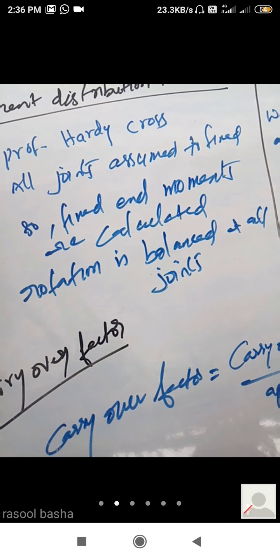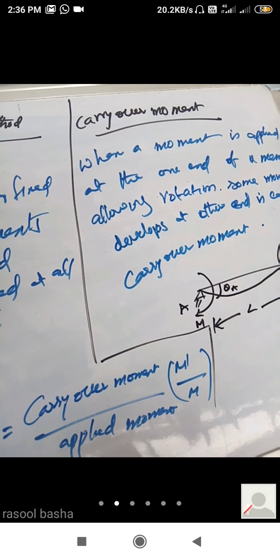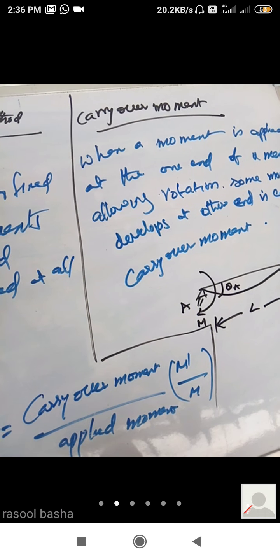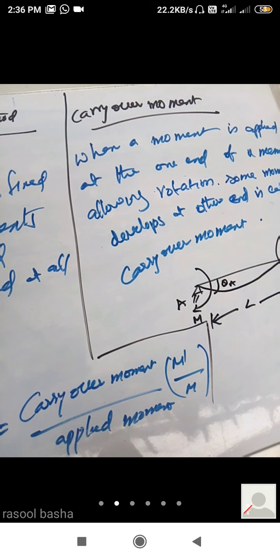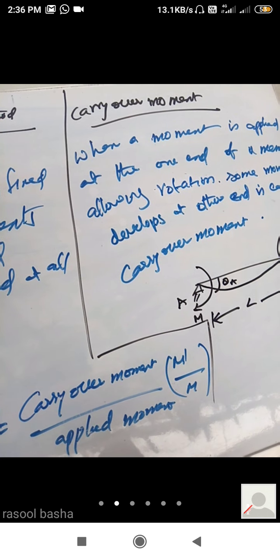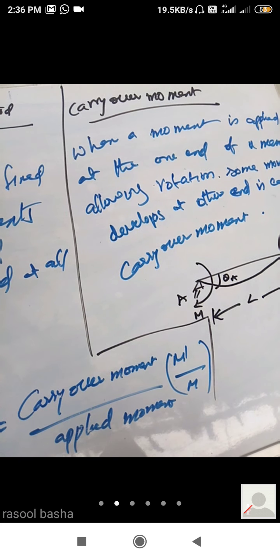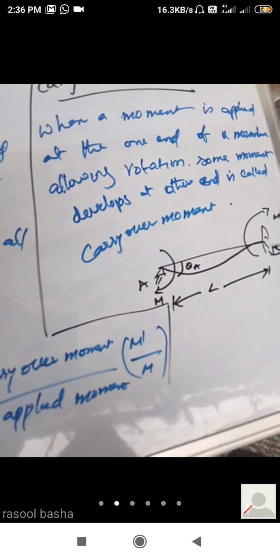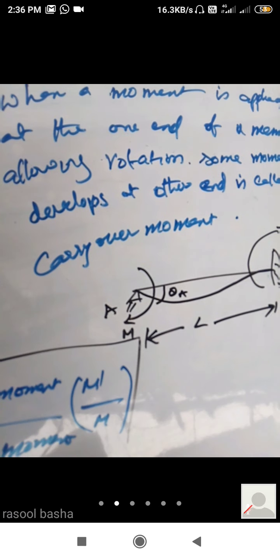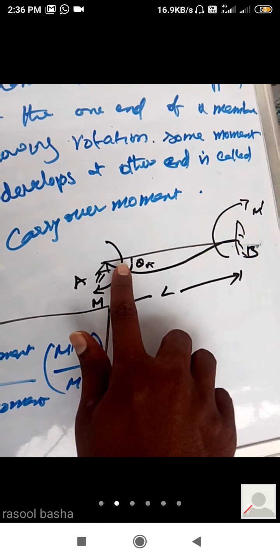Next, coming to the carryover moment. When a moment is applied at one end of a member, following rotation of that end, some moment is developed at the opposite end. That moment we call a carryover moment. You can see the figure. So a support has created a moment. It is an applied moment.